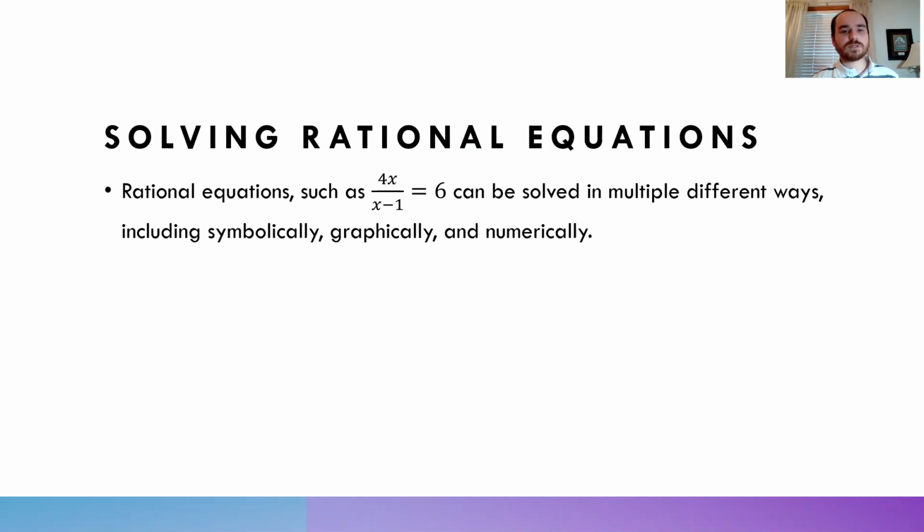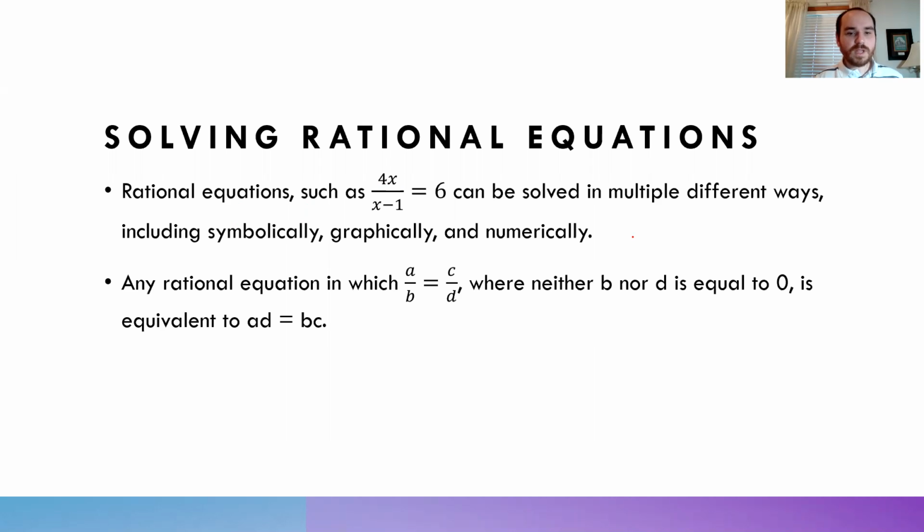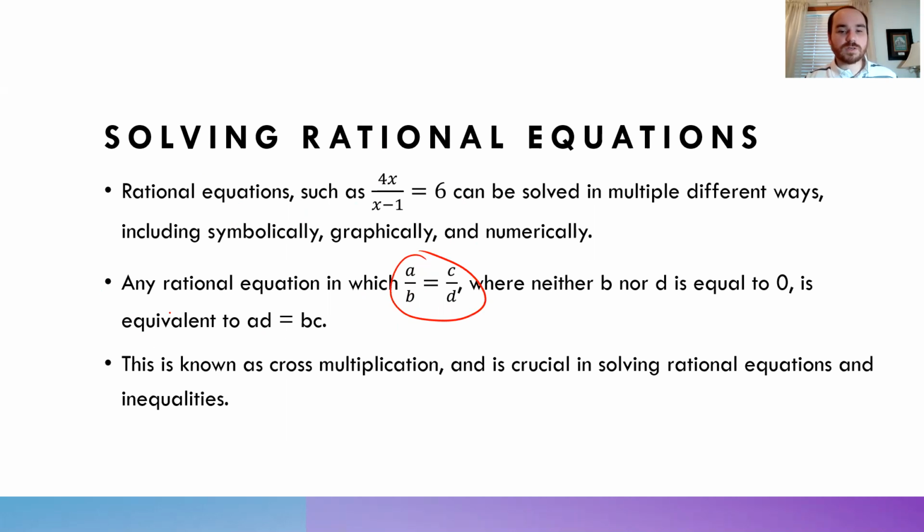So rational equations such as 4x over x minus 1 equals 6 can be solved in multiple different ways, including symbolically, graphically, and numerically. Any rational equation in which a over b equals c over d, where neither b nor d is equal to 0, is equivalent to ad equals bc. So remember, b can't equal 0. If b equals 0, then a over b is undefined. d can't equal 0, otherwise c over d would be undefined. This idea is known as cross multiplication.